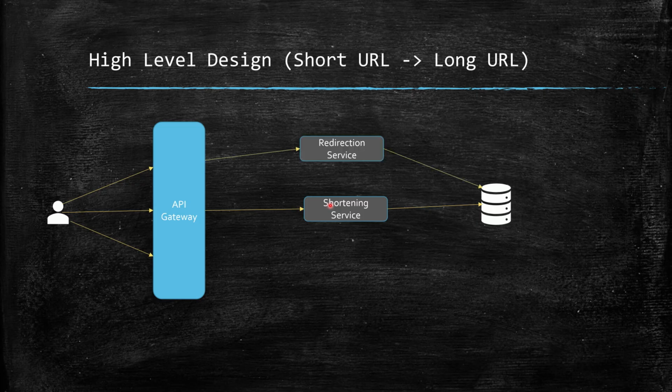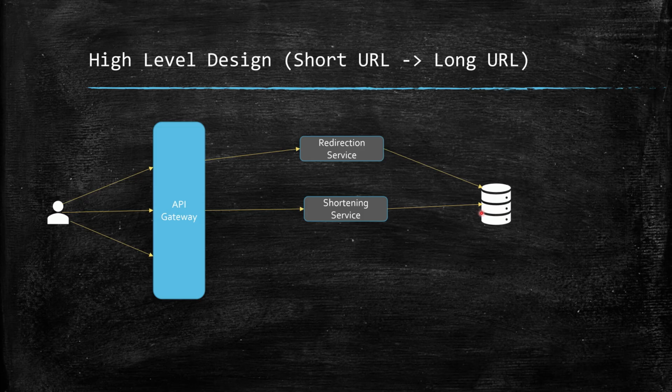Next is, given a short URL, you want the long URL, which is the redirection part. So I'm creating a different microservice here for the redirection. So that is the redirection service. The reason I have created a separate redirection service from a shortening service is that they both have different scaling needs. The redirection service is read heavy, and the shortening service is quite write heavy, and they have very different scale.